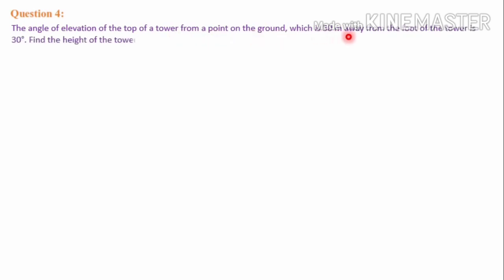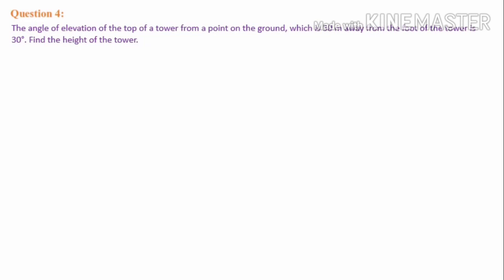Move on to question number 4. The question is, the angle of elevation of the top of a tower from a point on the ground which is 30 meter away from the foot of the tower is 30 degree. Find the height of the tower. The term angle of elevation we have already discussed. Angle of elevation is the angle between the horizontal and the line of sight when the object is above the eye of the observer.